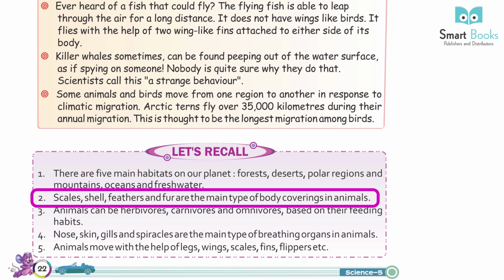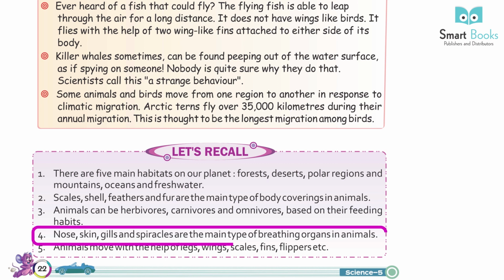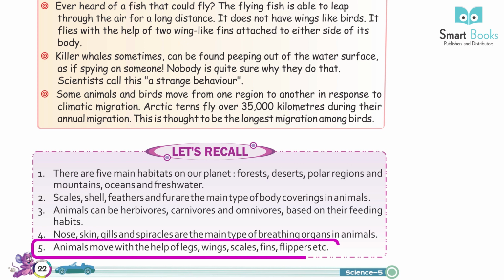Scales, shell, feathers and fur are the main types of body covering in animals. 3. Animals can be herbivores, carnivores and omnivores based on their feeding habits. 4. Nose, skin, gills and spiracles are the main types of breathing organs in animals. 5. Animals move with the help of legs, wings, scales, fins, flippers, etc.